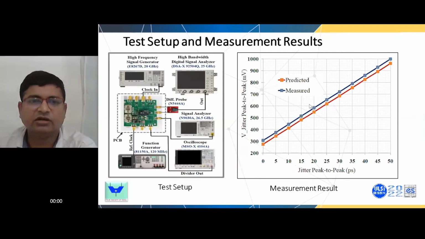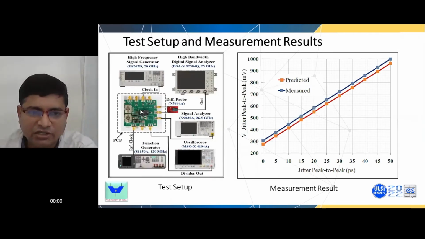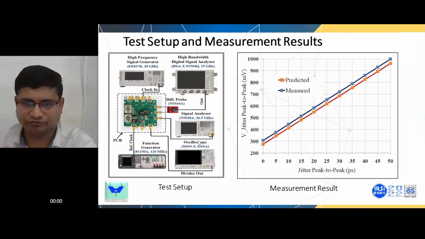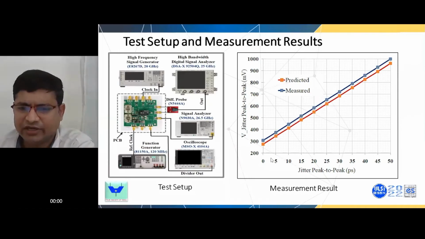And this is the test setup. So we are using different equipment, and this is our PCB, and this is one socket. Inside that socket, our chip is there. So we are measuring our outputs. And this is the final measured output.